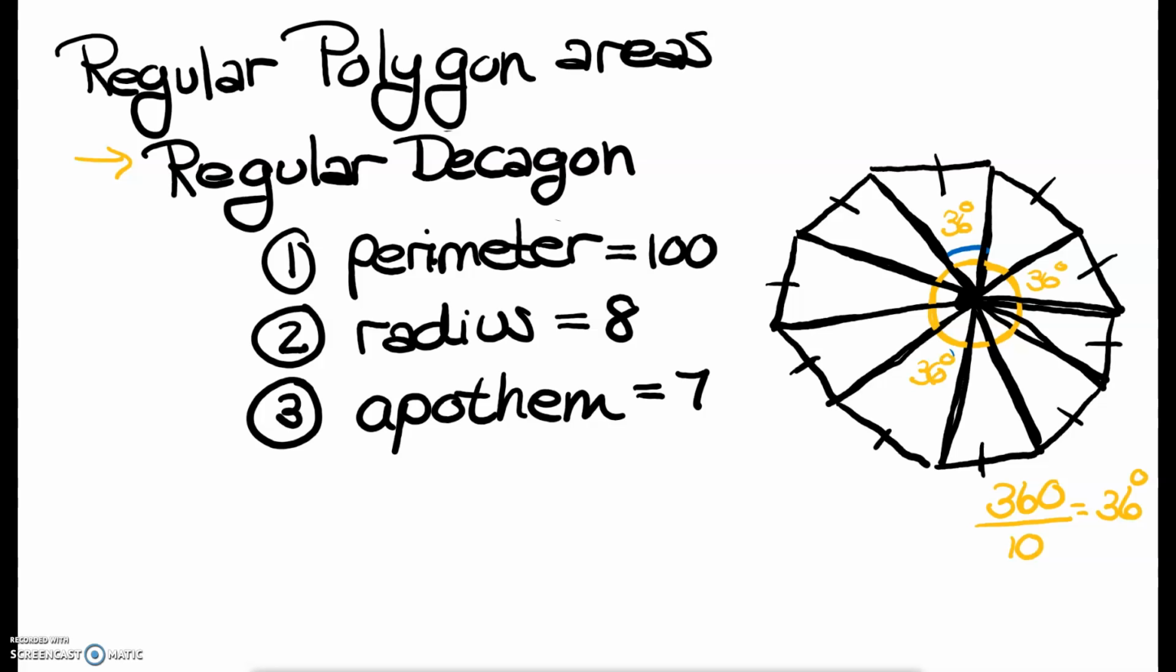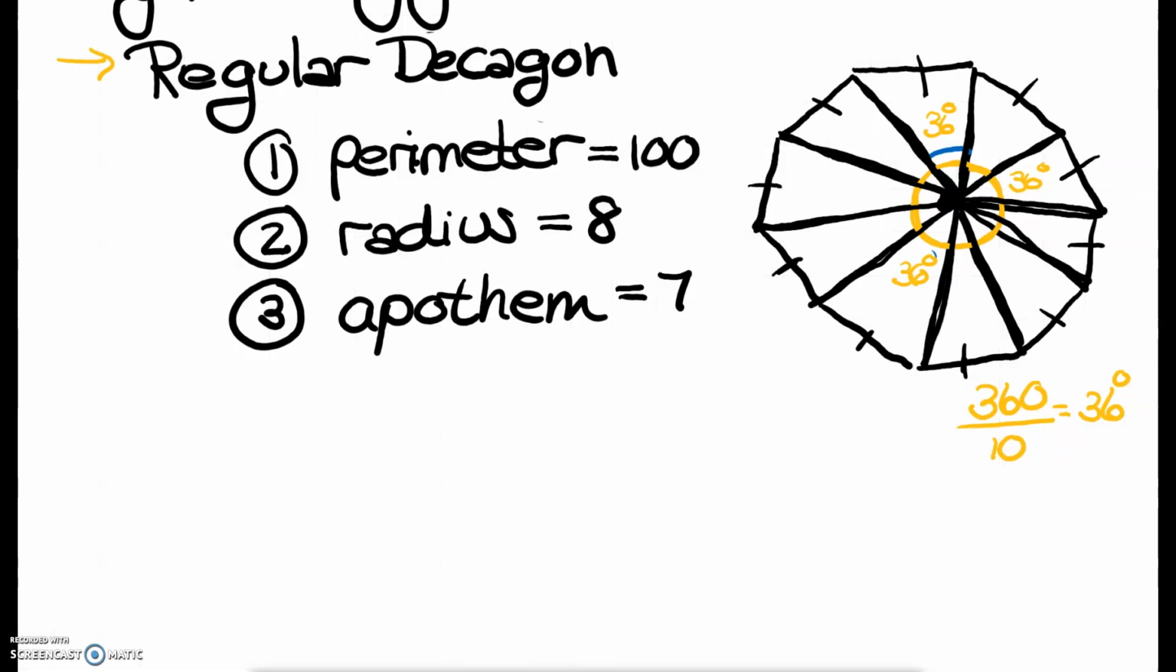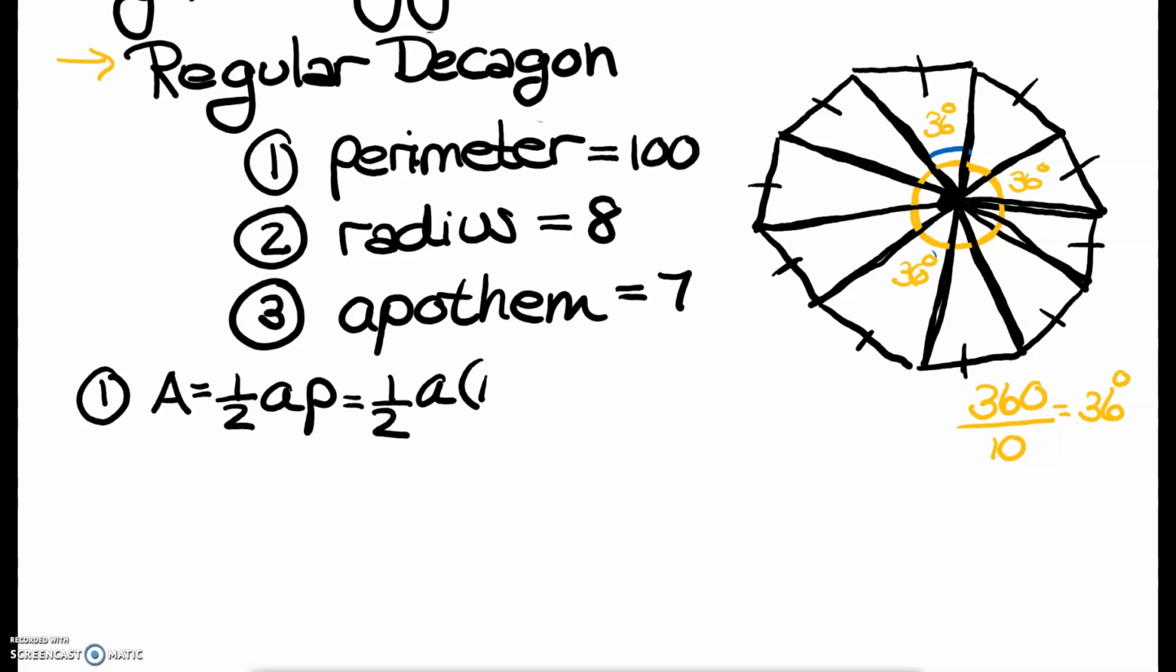All right, so let's get started on the very first one. We're going to find the area of this decagon if the perimeter is 10. So we're going to use the formula A equals 1/2 apothem times perimeter. We were already given the perimeter, so really, all we have to find is the apothem. So how are we going to do that?